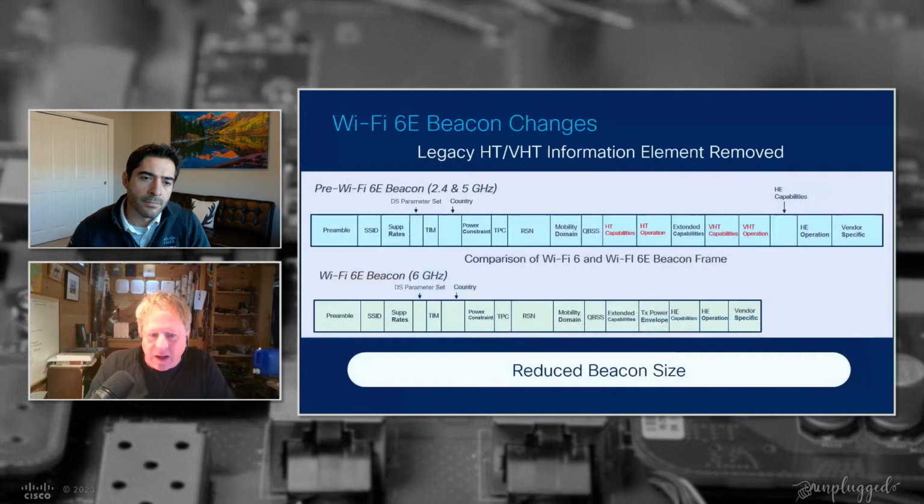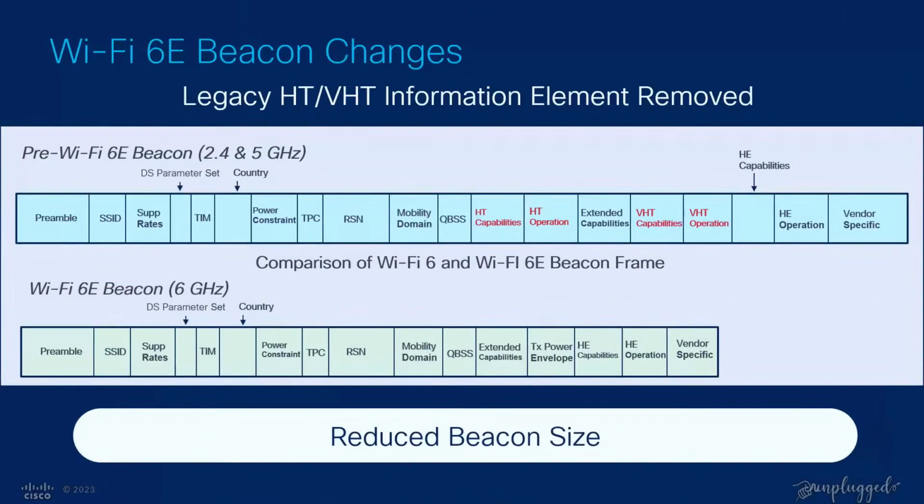That is very true. So as you can see here, the beacon format has changed a little bit. We've got the Wi-Fi 6E beacons, which are shown on the bottom, and you can see just by looking at that it's smaller. And when you're sending out a beacon every 100 milliseconds, that's a lot of information, and that's coming from every WLAN you configure on the AP. So we try to minimize that because it really can be management overhead. It can start to increase channel utilization.